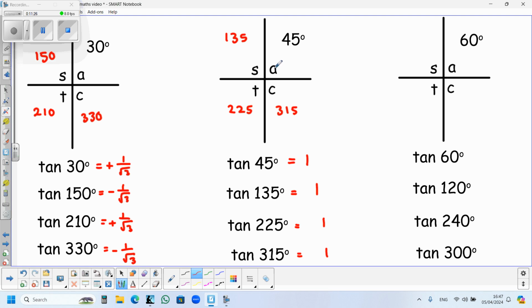So where is tan positive? Tan's positive in quadrant 1 and quadrant 3. So it's positive in quadrant 1 and it's positive in quadrant 3. So it means the other 2 are negative.